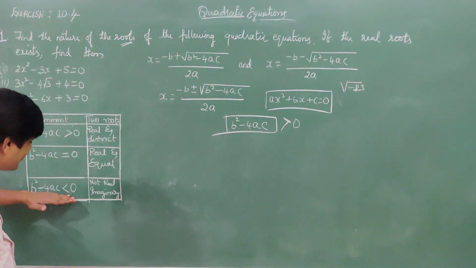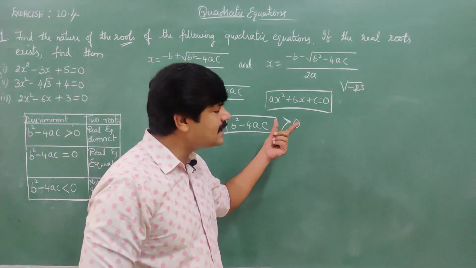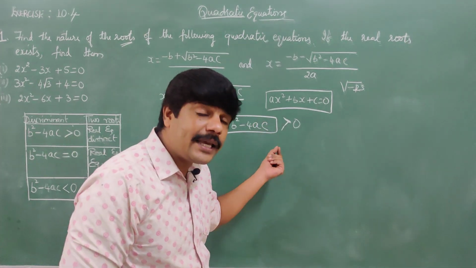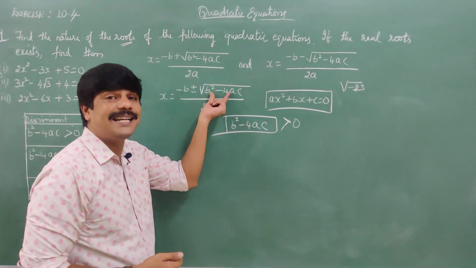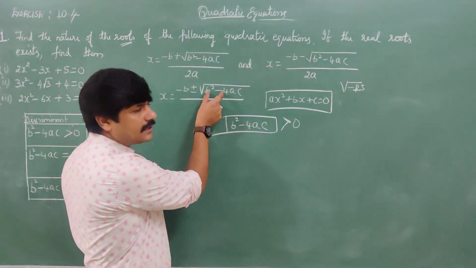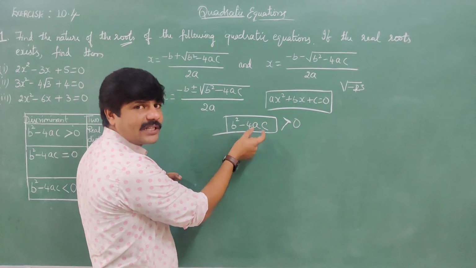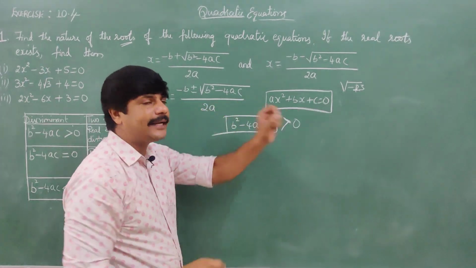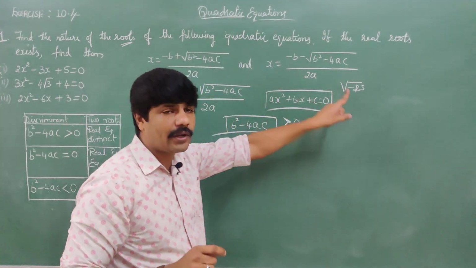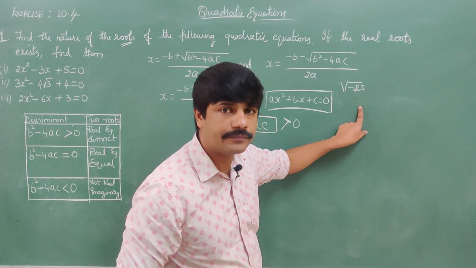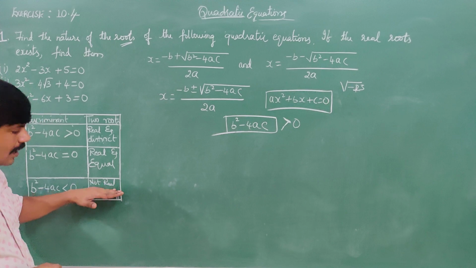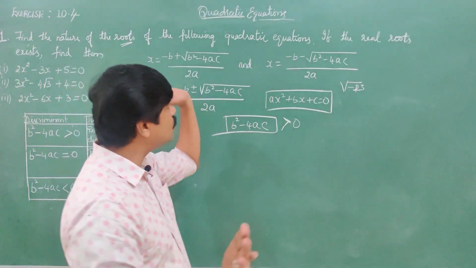If b square minus 4ac is less than 0, it means a negative value. Less than 0, all negative values. Since b square minus 4ac is present inside the square root, if its value becomes negative, then you will get a negative value inside the square root. If inside the square root you get a negative value, then the numbers are not real and they are just imaginary.